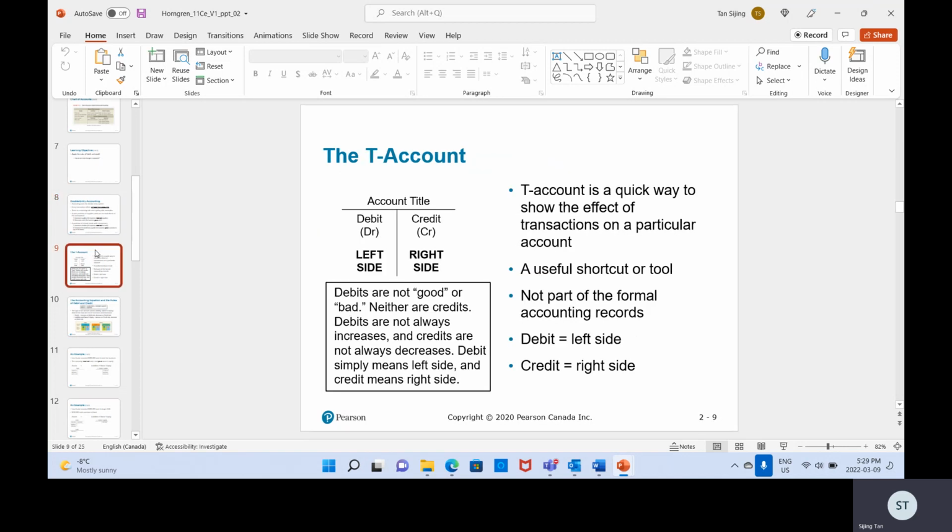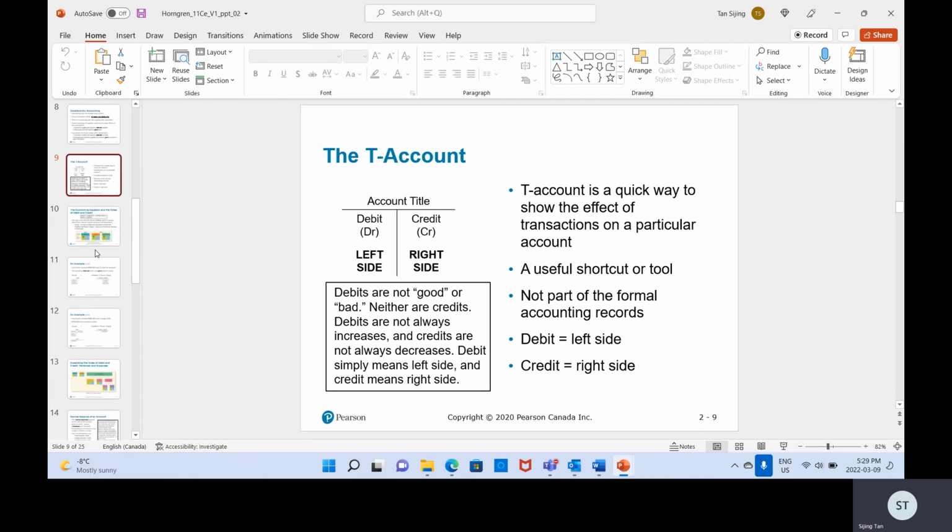Now we move on to the T account. The T account is a form of ledger account used to help illustrate the effects of a transaction.